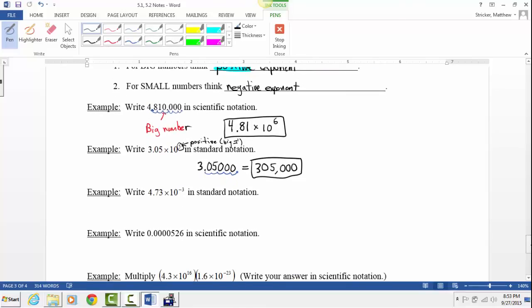A few more examples here. The next one is 4.73 times 10 to the negative 3. That's a negative exponent, so we think small number. If I want to make 4.73 a small number, now I'm going to move the decimal place to the left. So I'm going to move 1, 2, 3 places to the left, which means I have to add 2 zeros. And so that's my number. I'm going to rewrite it here. This is 0.00473.